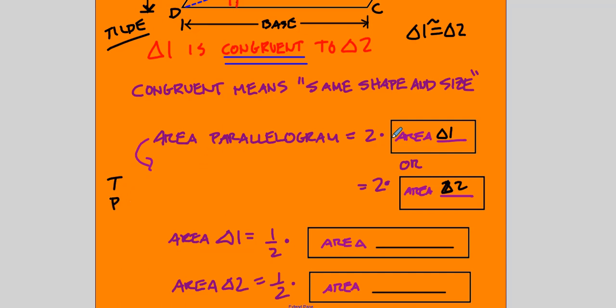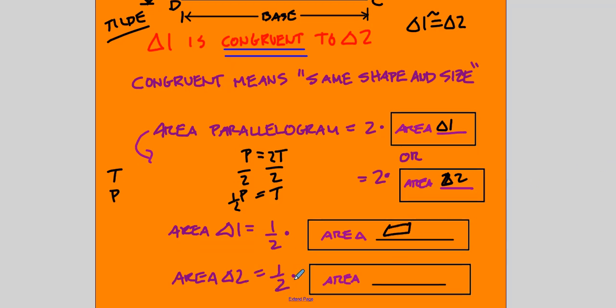So just rewriting this, P is 2T. Well, that means if I'm solving for the area of triangle, I'm dividing by 2. So T equals 1/2 P. So the area of triangle 1 is 1/2 the area of the parallelogram, and I'm just going to draw a little parallelogram there so I don't have to write that out. And also the area of triangle 2 is 1/2 the area of the parallelogram.